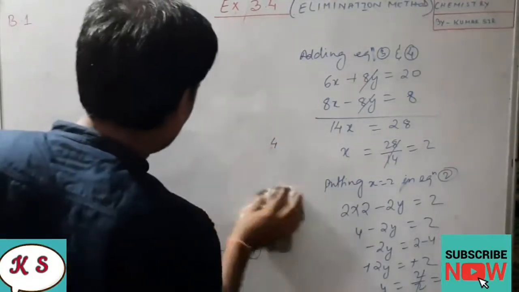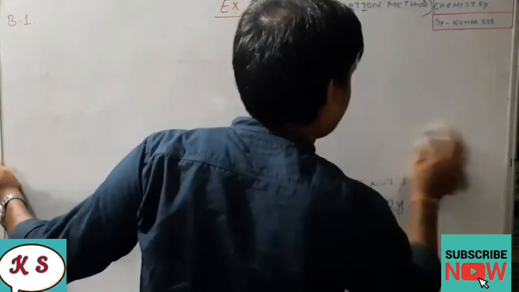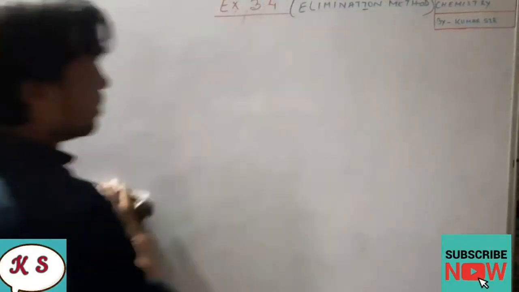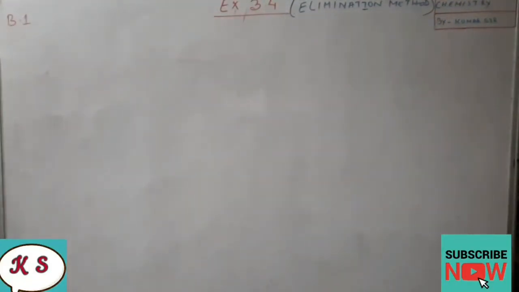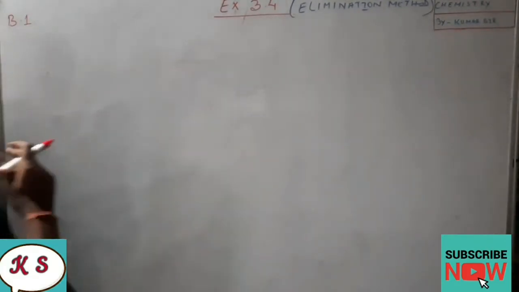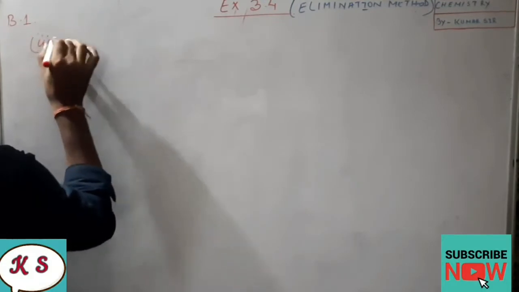Now we shall go for question number 3. I hope all of you are understanding this elimination method is very easy and very important for your board examinations. Elimination, cross multiplication, substitution and completing the square are the important methods which are generally asked in your examinations. So question number 3, here it is.